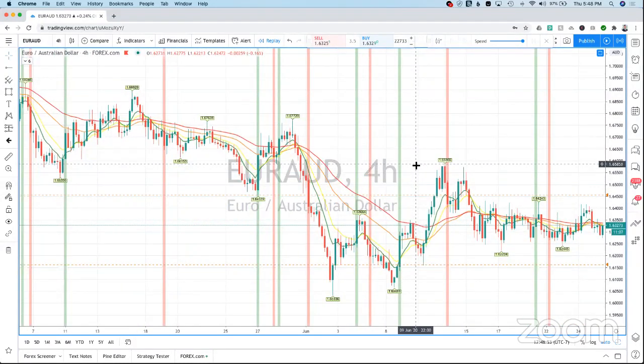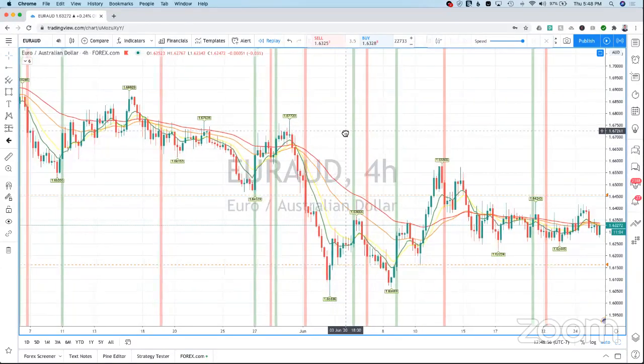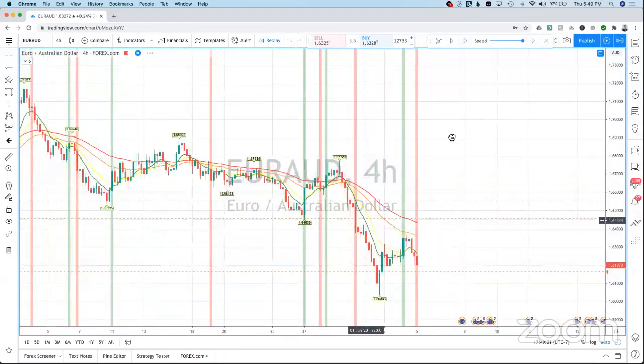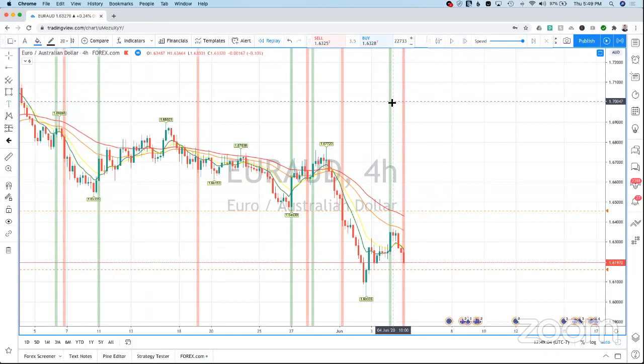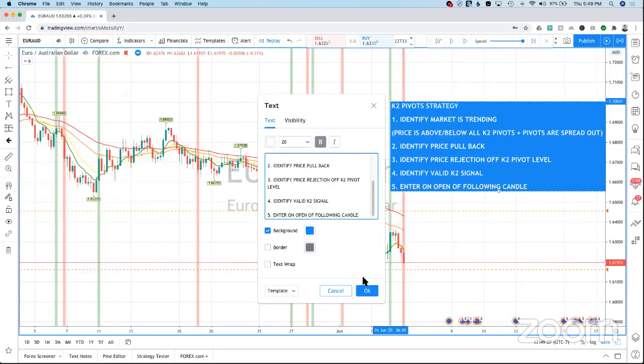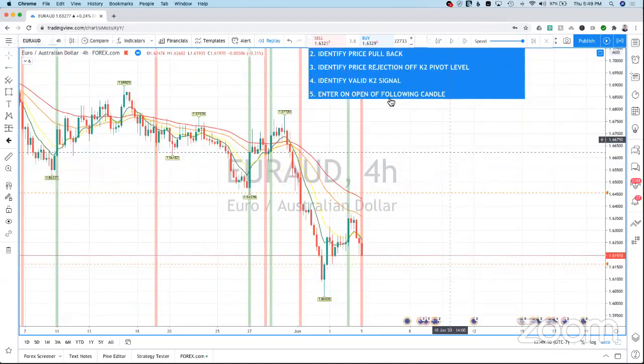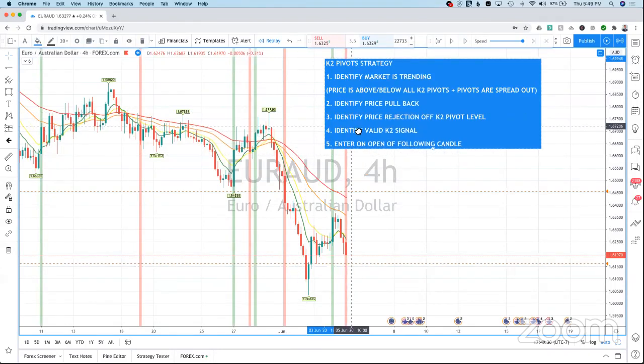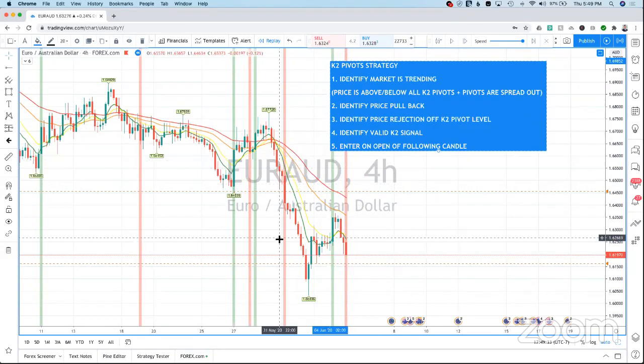But all right, we're on the 4 hour right here. Let me just go to this entry right here. This is pretty recent. Put the requirements again right here. All right, K2 pivot strategy. Number one, we're going to identify that the market is trending. As I said earlier, we can identify this by making sure that price is below all K2 pivots. You can see right here, price is below all the pivots, and the pivots are spread out. We have level 1, 2, 3, and 4. That's the easiest way to determine whether price is trending or not. So number one's met. Price is trending downwards.